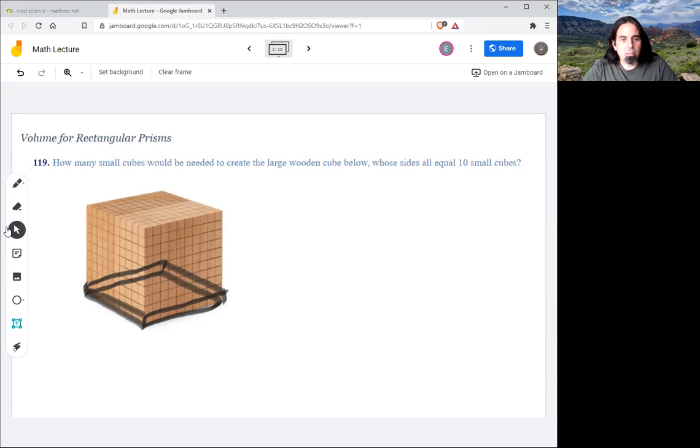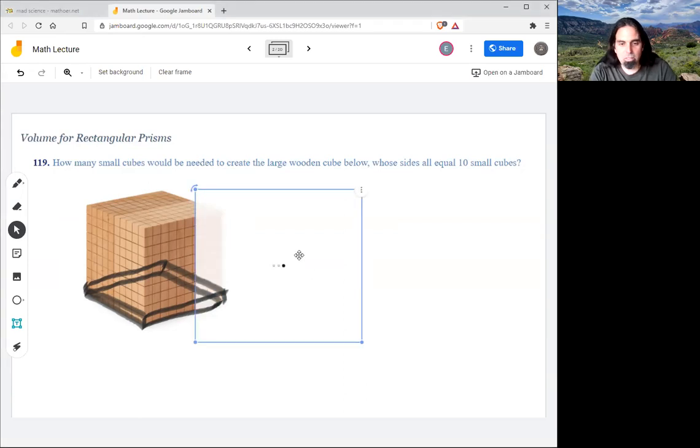And actually, maybe I can even just search online. Can I find wooden square flat? Does that give me anything? Oh, it does. That's better than my lousy artwork.